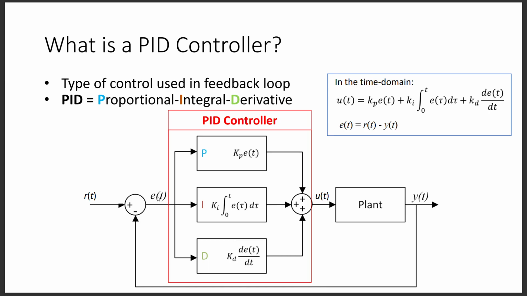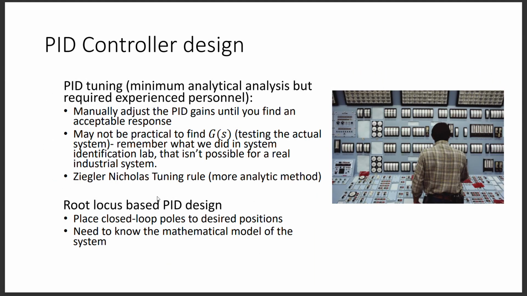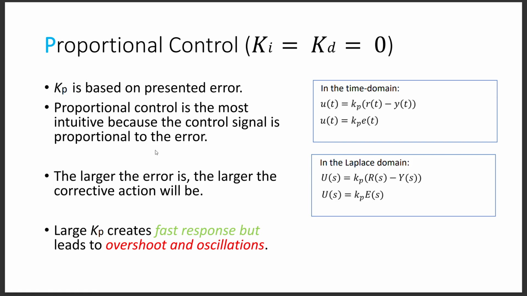If I'm off the road, the more I'm off the road, probably I need to have a bigger action to come back to the road. If I'm off the road by 1 foot, probably the amount that I want to turn the wheel to the right should be smaller than if I'm 10 feet off the road. If I'm 10 feet off the road, I can turn the wheel as far as I can to the right to get back to the road. So that's the idea behind a proportional controller. The larger the error is, the larger the corrective action will be.